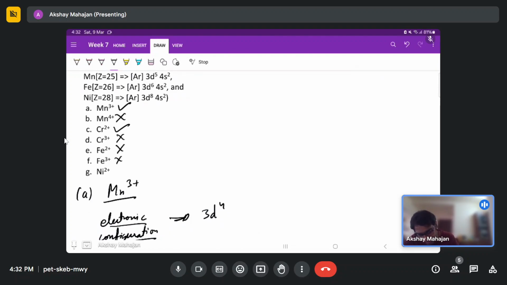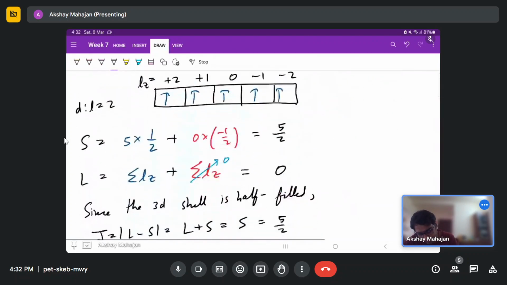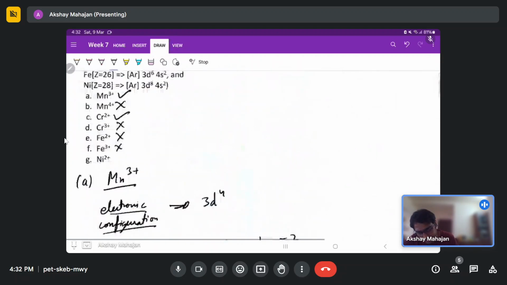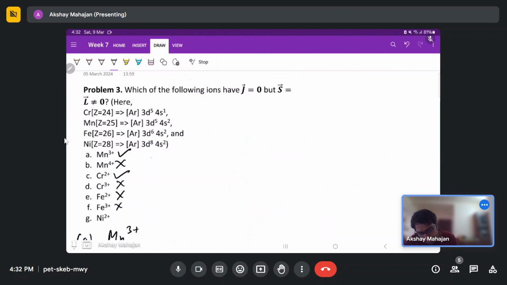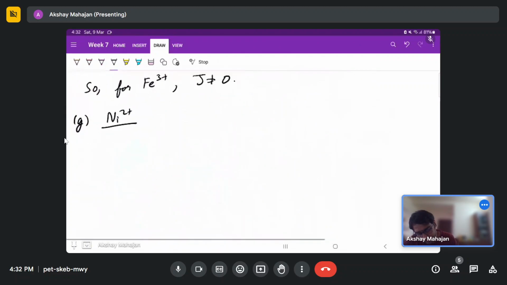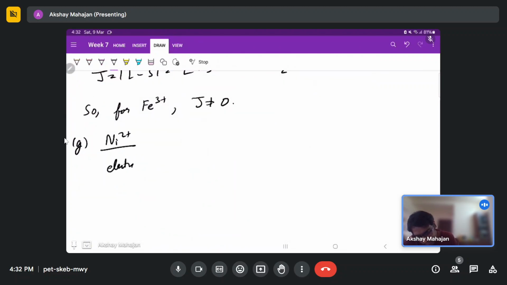And the last ion is Ni2 plus. Now for Ni2 plus, again we can see the electronic configuration 3d8 4s2. To make Ni2 plus, it will take 2 electrons from the 4s shell. So the electronic configuration is going to be 3d8.